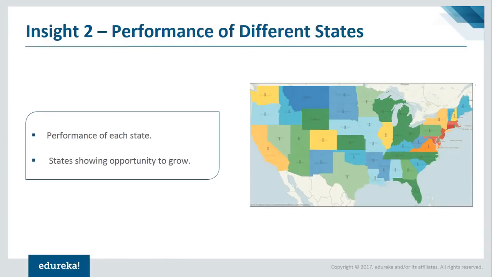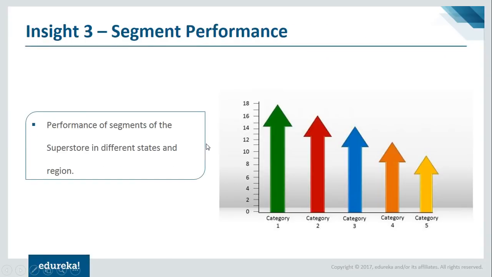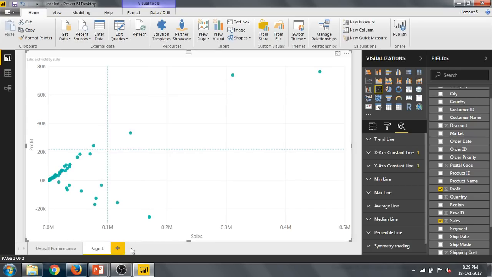Okay, let me go back to my presentation. Let's take the third understanding, where we'll try to get a segment wise overview to understand how my Superstore is doing in different regions. Now I have different segments in which my products are going to be sold. So let me understand how this works out in different regions. Let me come back. Let me add a new report.